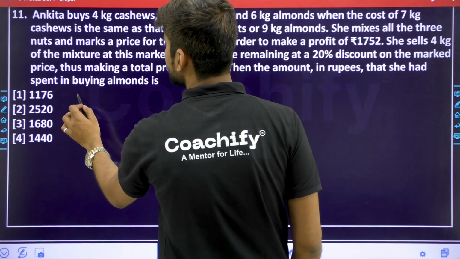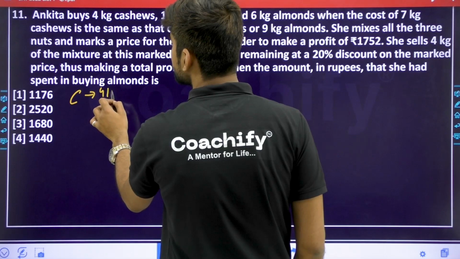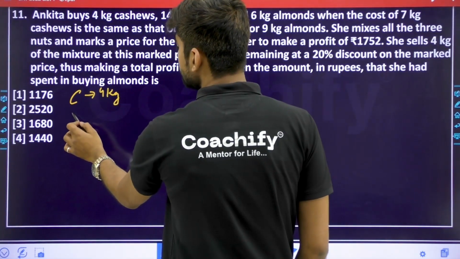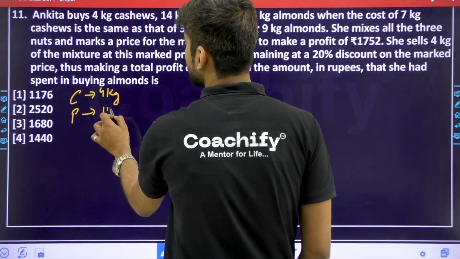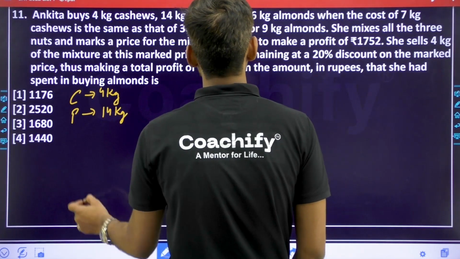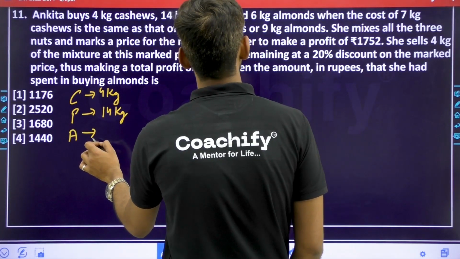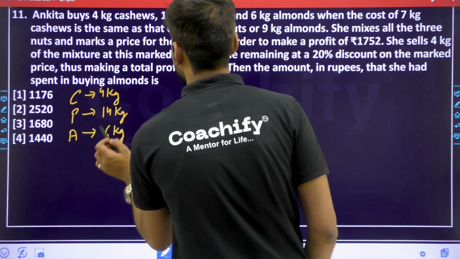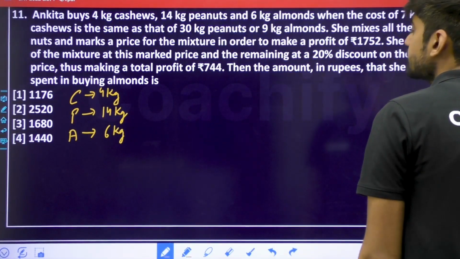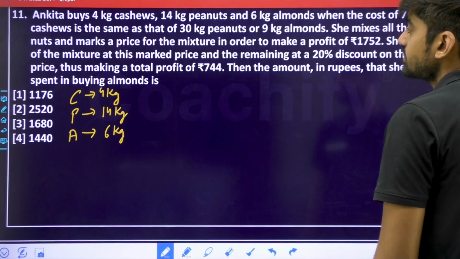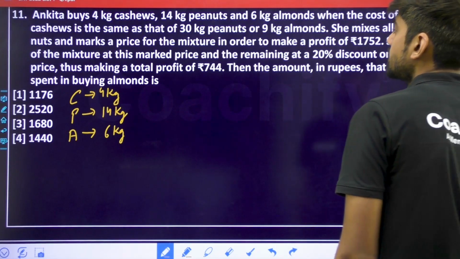So firstly, cashews, this is 4 kg. Then peanuts, this is 14 kg. And now I am having almonds, that is 6 kg. Perfect. Now the question says the cost of 7 kg cashews is the same as that of 30 kg peanuts.